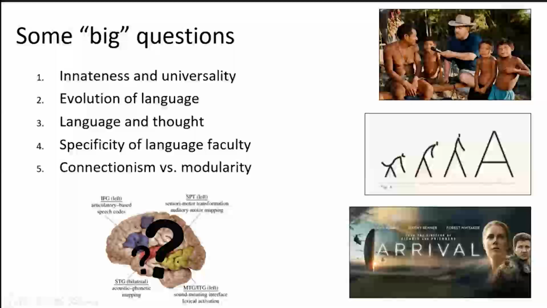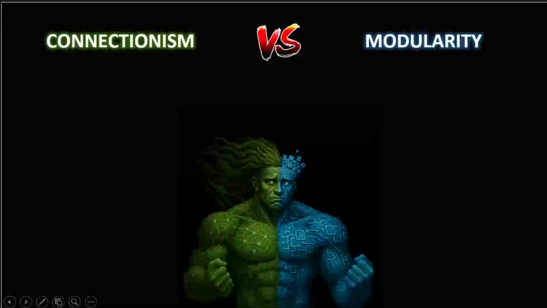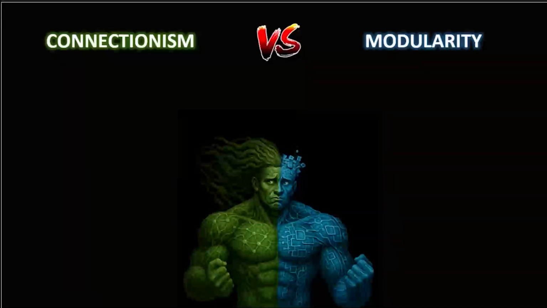And the last question, which is what I'll focus my talk about, is considered the second biggest question in psychology after the nature versus nurture question. It's connectionism versus modularity. Okay, these are big words, so we're going to explain them. Connectionism versus modularity. There are two different ways to look at the brain in general, but we're going to focus on how they apply to language.